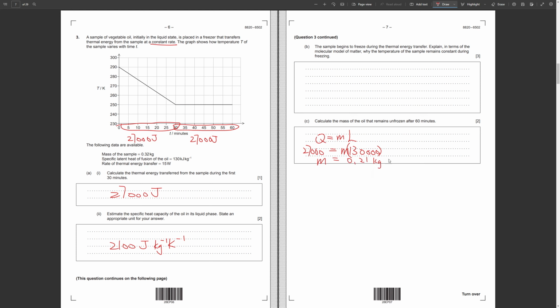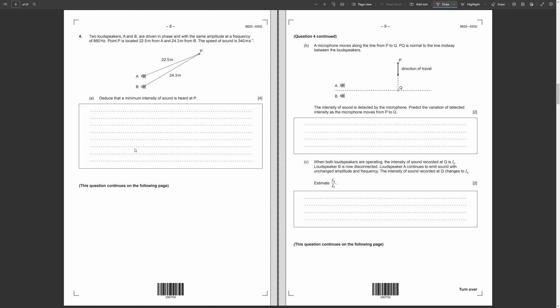Then you can get the mass which is transferred into solid, 0.21 kg. And when you compare with the original mass, you can get the remaining unfrozen mass, which is the old mass 0.32 minus the frozen mass 0.21. So the answer is 0.11 kg.